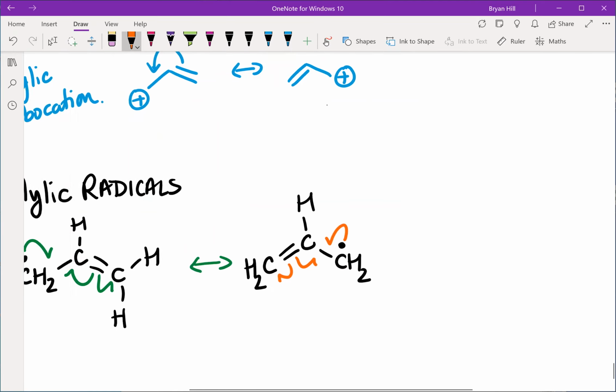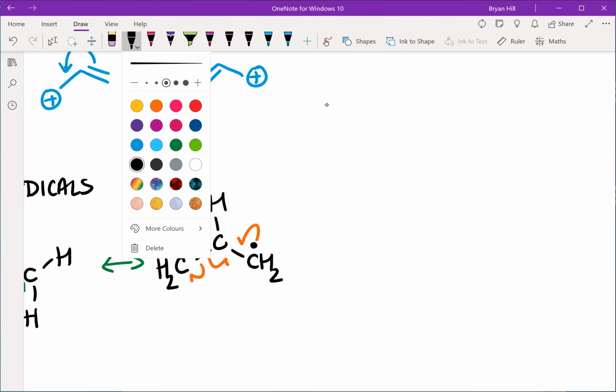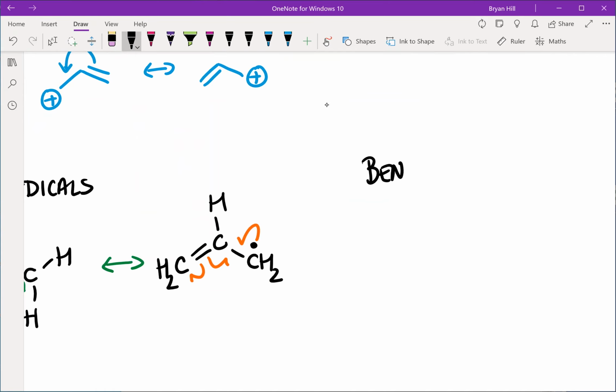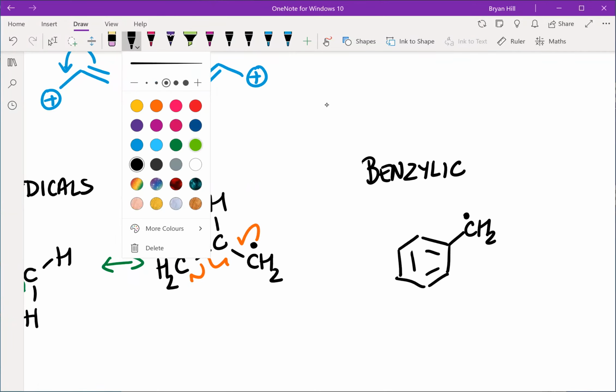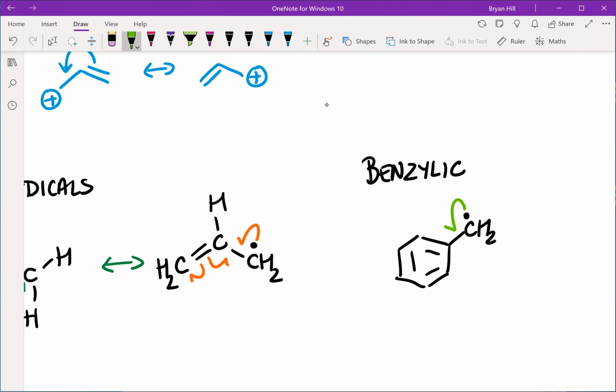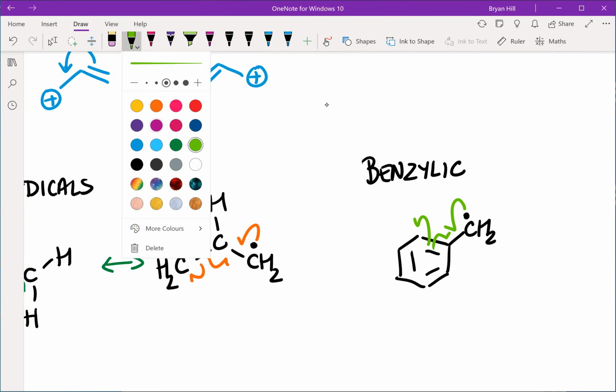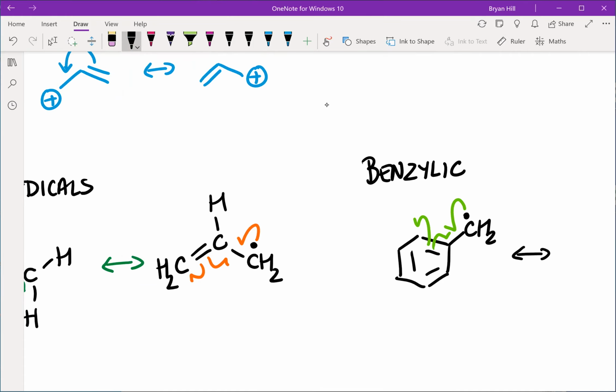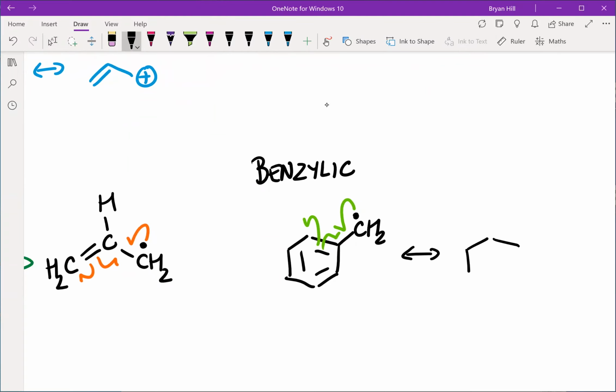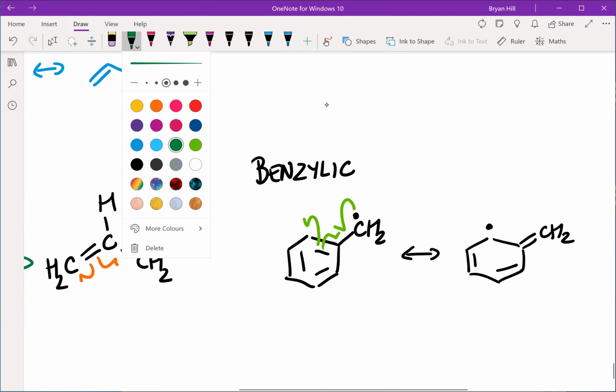And with regard to benzylic radicals, we could draw something very similar. So in this case, we have got a ring, CH2, and we can delocalize this single radical inside this ring. So these electrons go there, these electrons go there, these electrons go there. And we can draw some resonance structures of this. And we will go all the way around the ring with this.